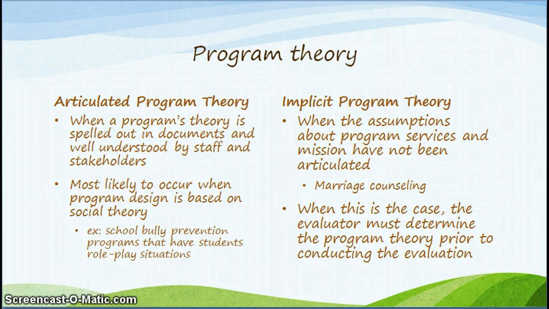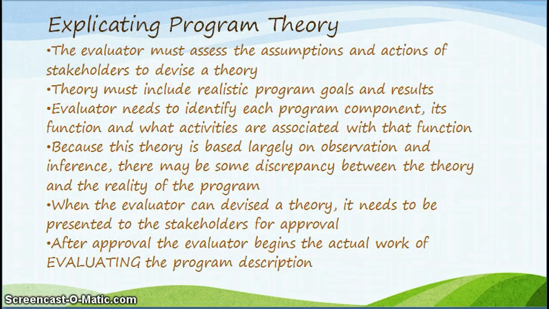The implicit theory is when the assumptions about the program services are kind of lost. They're not articulated. An example from the book is marriage counseling, meaning that when you're having problems in your marriage, it is good to talk them out, but there's no specific social research that supports the best format or time. And so when this is the case, when there's an implicit theory, the evaluator must first determine the theory before conducting an actual evaluation. So we need to explicate the program theory, and the evaluator must assess the assumptions and actions of the stakeholders to come up with this theory.